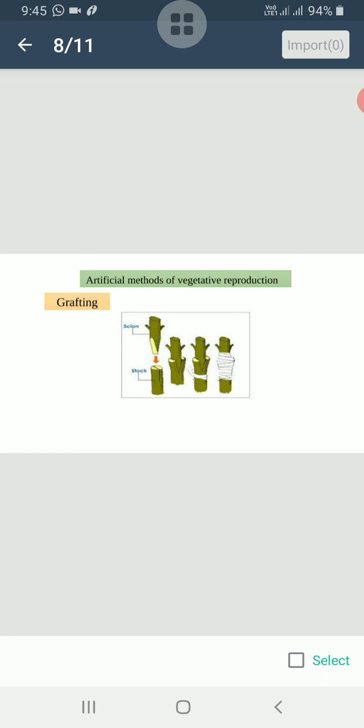There are artificial methods of vegetative reproduction like grafting, cutting, layering, and tissue culture. Vegetative reproduction has several advantages. Therefore, several artificial methods have been developed for vegetative reproduction. These are commonly used to grow many plants from one plant. The process of growing new plants by artificial method is known as artificial propagation.